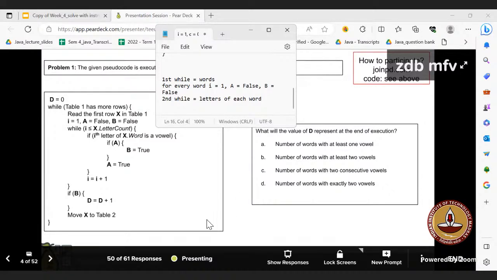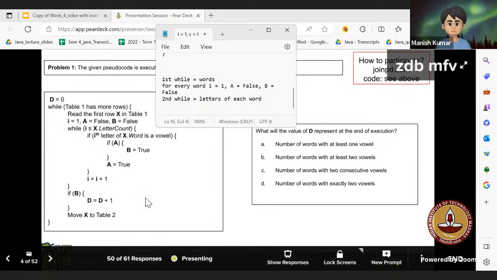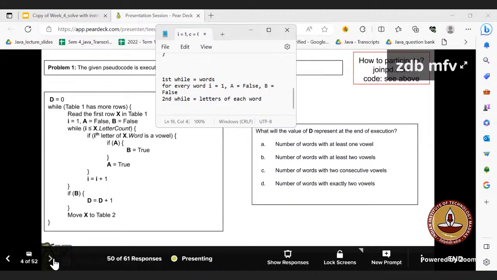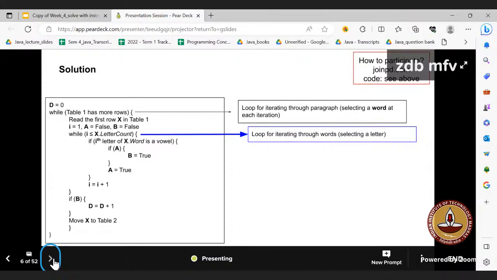Okay. So even if there are exactly 2 vowels, we are counting. So which is the correct option? B. Exactly 2 vowels you are counting too. But C and D are not correct options, because they are just one case of the correct option. Option B is correct. Okay, ma'am, we'll move to the next question.